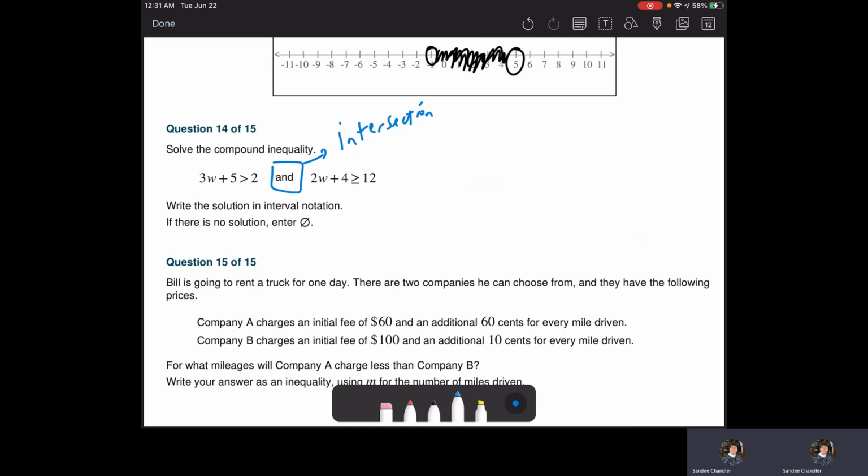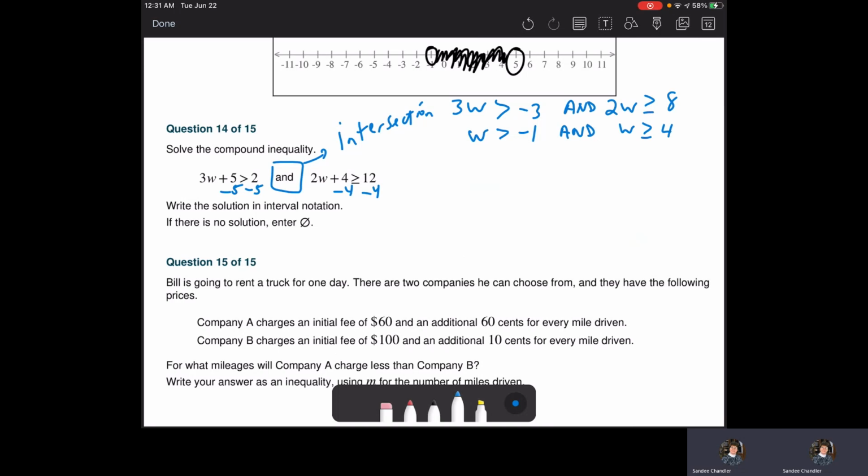All right, so what you want to do is you want to solve both of these. Go ahead and subtract that 5. Go ahead and subtract that 4. So 3w is greater than negative 3, and 2w is greater than or equal to 8. Divide by 3, w is greater than negative 1, and w is greater than or equal to 4.